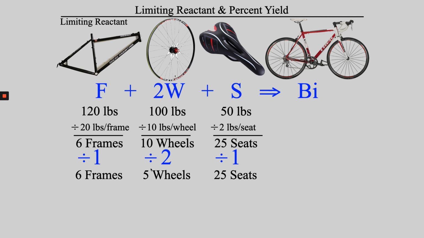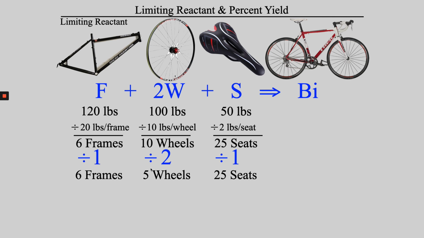Guys, which one are we going to run out of first? Wheels. What does that make wheels? The limiting reactant. And guys, what does that make the frames and the seats? Excess reactants. But guys, notice what we did.